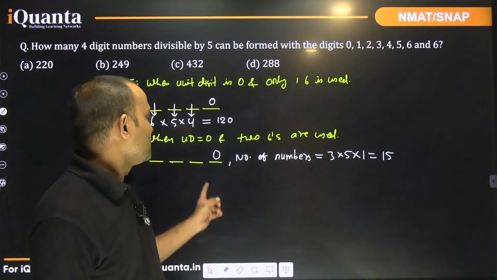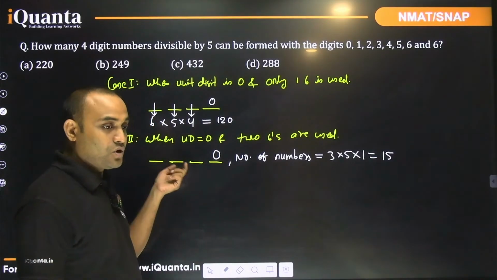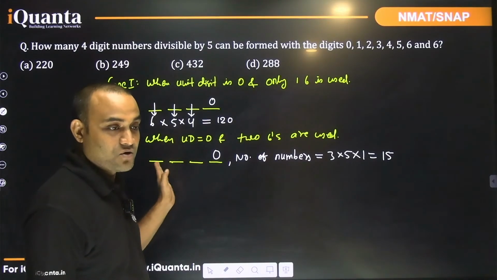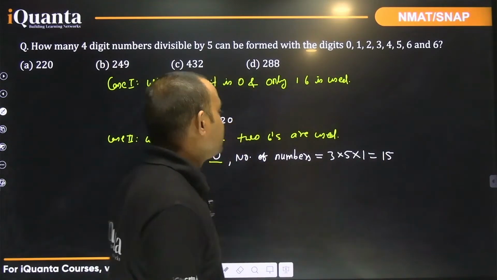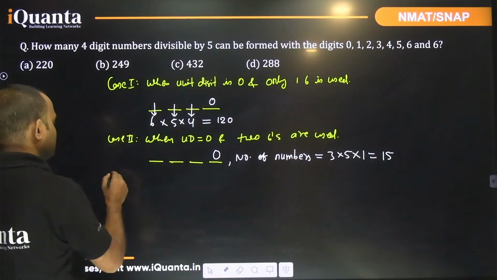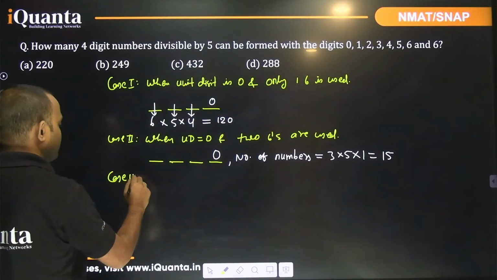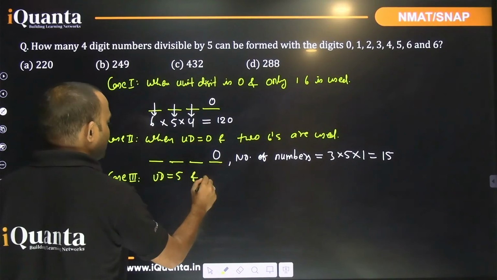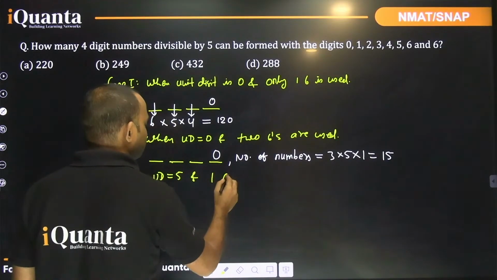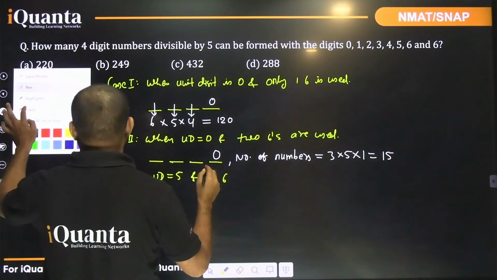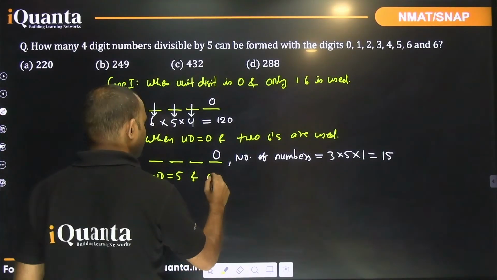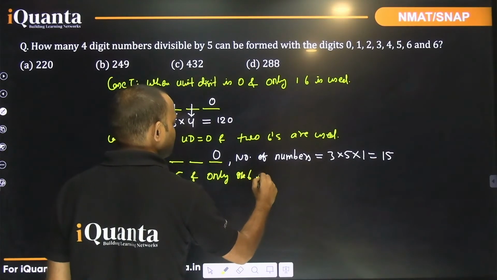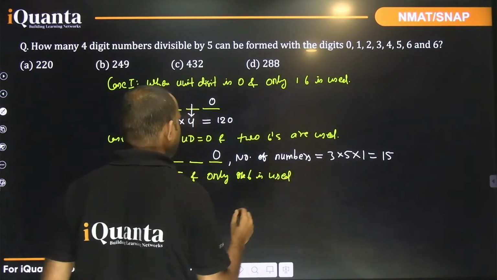Second case, 6, 6, and 1 or 2 or 3 or 4 or 5, right? Then 6, 6. This will be 15. Similarly, case 3: unit digit is equal to 5 and only one 6 is used. What will happen in that case?